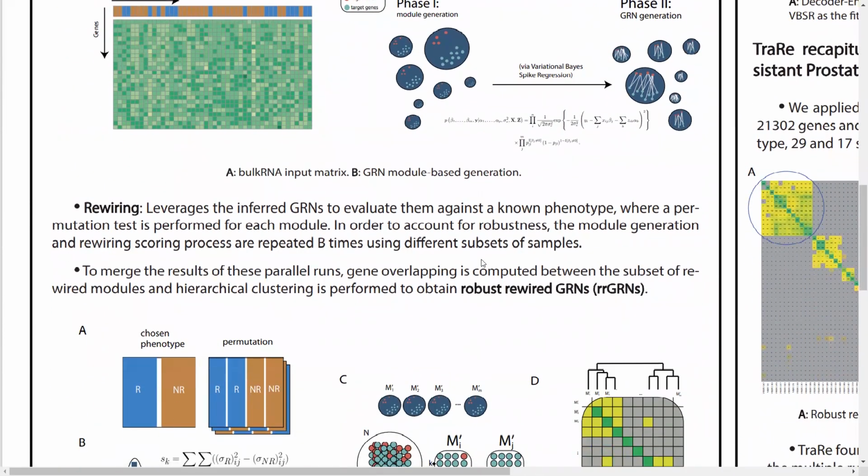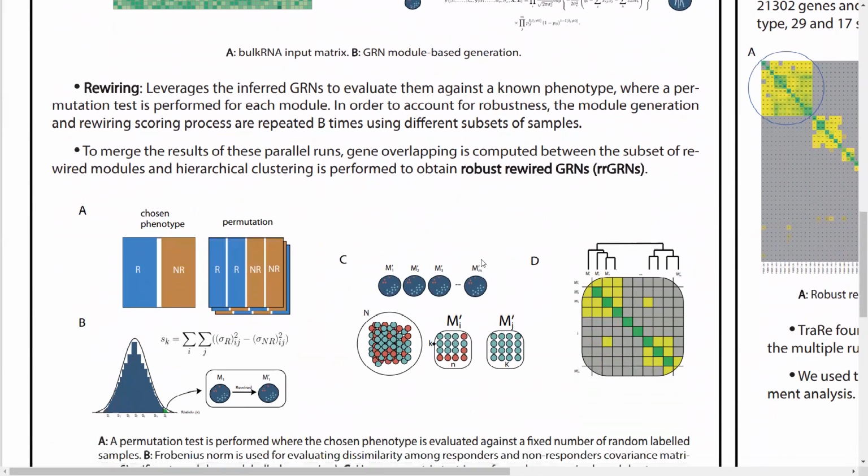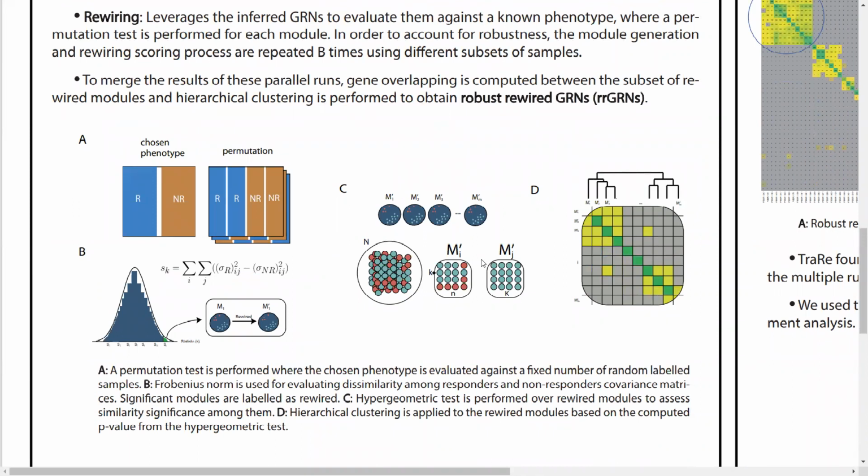The inferred gene regulatory networks are then evaluated against the rewiring test, where the significance level of network disruption is measured by the Frobenius norm of the differences of the covariance matrices among responders and non-responders. For so, a permutation test is applied to every inferred gene regulatory network, and if the true phenotype associated gene regulatory network is significantly disrupted among a fixed amount of permutations, the GRN will be labeled as rewired. Note that the GRN inference and the rewiring scoring process will be repeated b times using different subsets of samples in order to account for robustness.